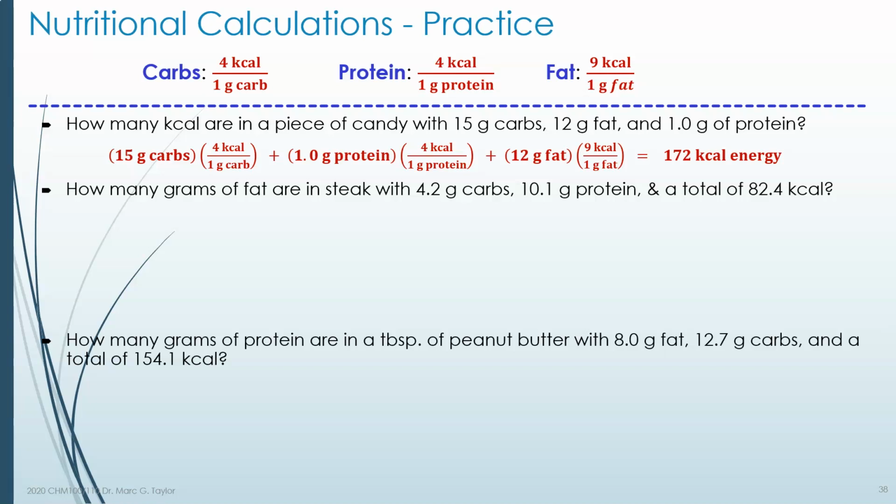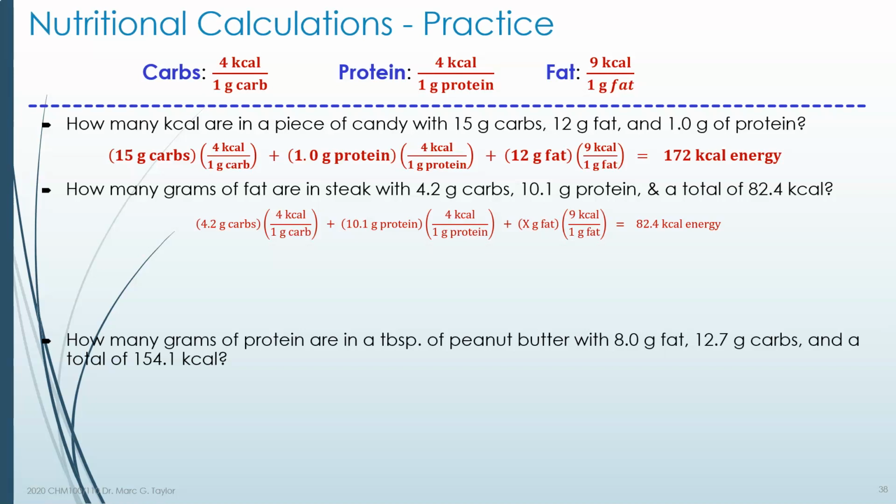10.1 grams of protein, good source of protein, and a total number of kilocalories of 82.4 kilocalories, or big C calories. So we don't know how many grams of fat there are. And in the past, I've always told you, okay, solve for your X first before you put numbers. But in this case, it's a lot easier to just write the exact same formula, plug in all the numbers you know. You don't know how many grams of fat. So you end up with this equation.